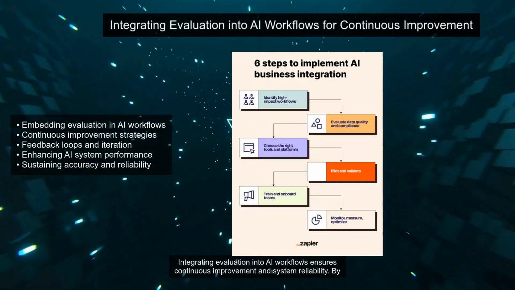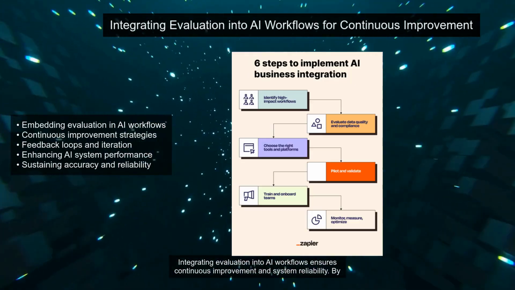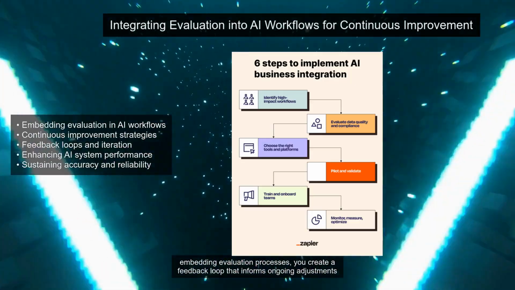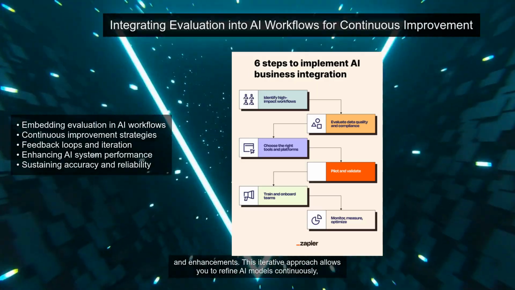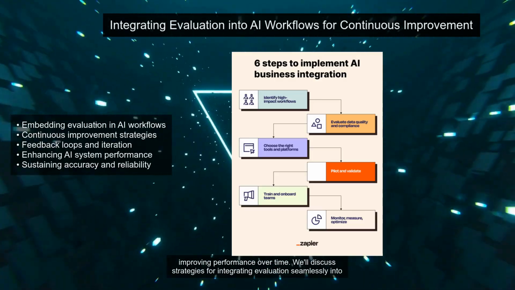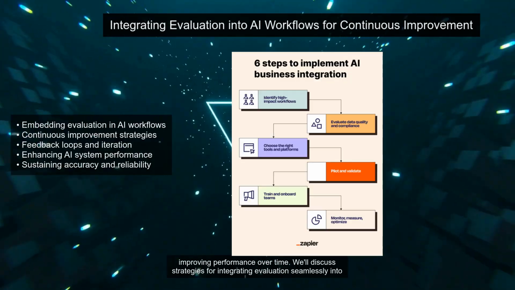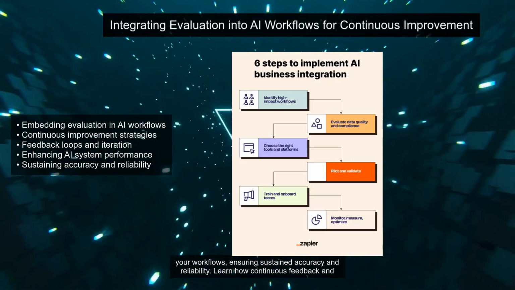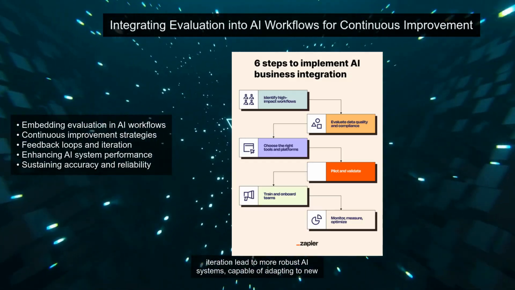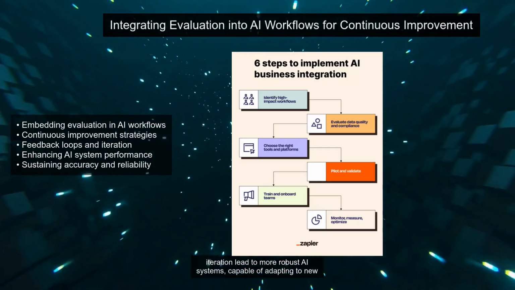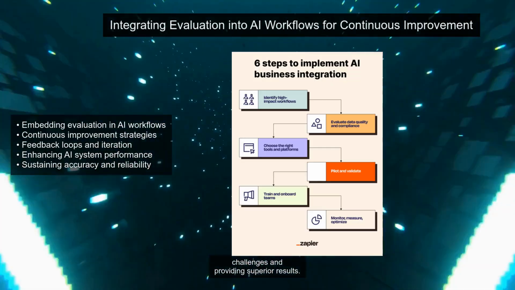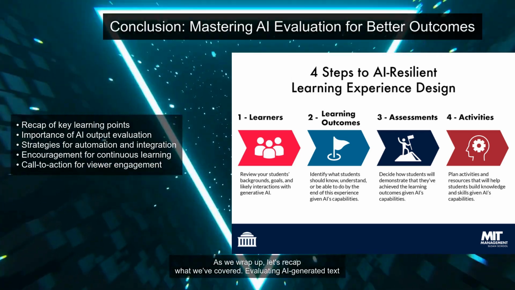Integrating evaluation into AI workflows ensures continuous improvement and system reliability. By embedding evaluation processes, you create a feedback loop that informs ongoing adjustments and enhancements. This iterative approach allows you to refine AI models continuously, improving performance over time. We'll discuss strategies for integrating evaluation seamlessly into your workflows, ensuring sustained accuracy and reliability. Learn how continuous feedback and iteration lead to more robust AI systems, capable of adapting to new challenges and providing superior results.